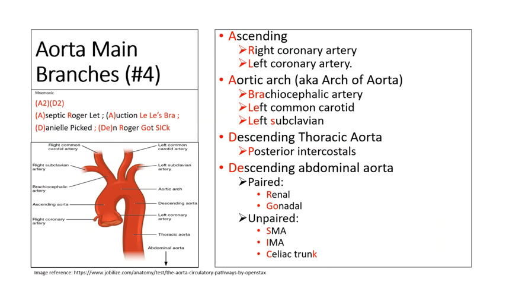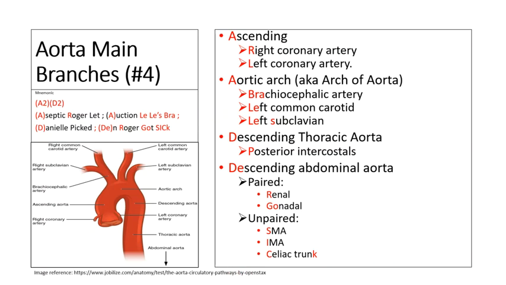The two very important things that you need to remember are that the descending thoracic aorta extends from T4 to T12, and the descending abdominal aorta extends from T12 to L4. The aorta terminates at L4, and then it divides into, as I said before, the left and right common iliac arteries that further supply the lower limb and the pelvic viscera.